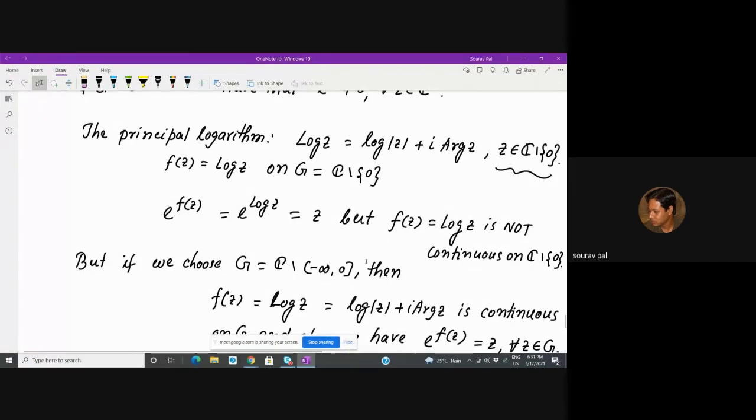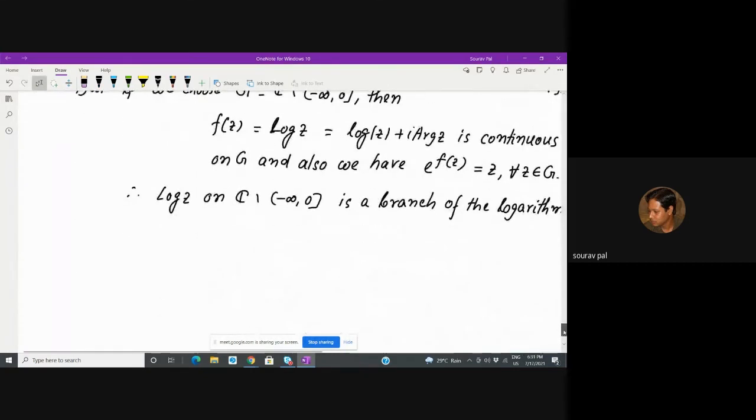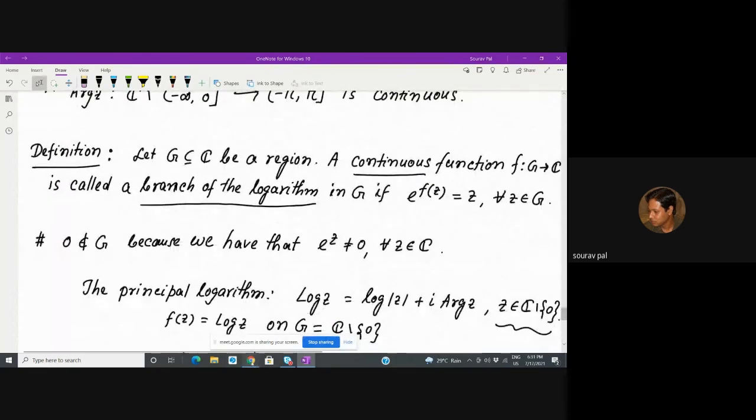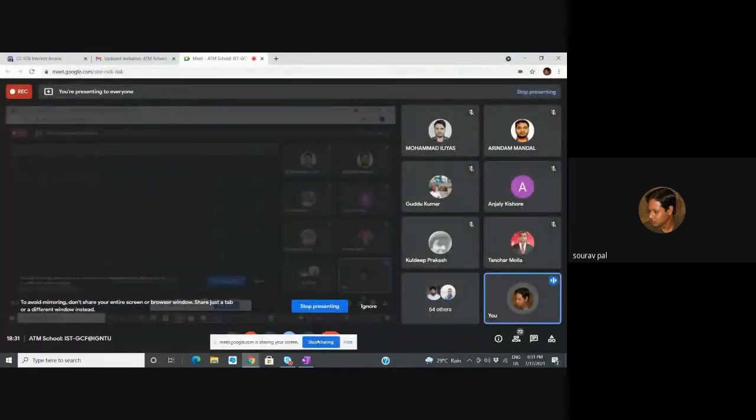Now we all know that the principal argument is continuous if we remove this half line, the negative x-axis along with 0, from the complex plane, and now everything is fine. The principal logarithm is continuous there, and this equation is satisfied. So we have a branch of logarithm. Tomorrow I shall explain more on this topic. So I think I shall stop.